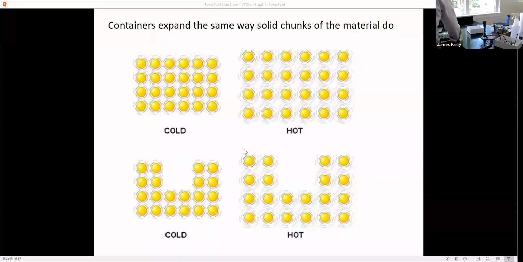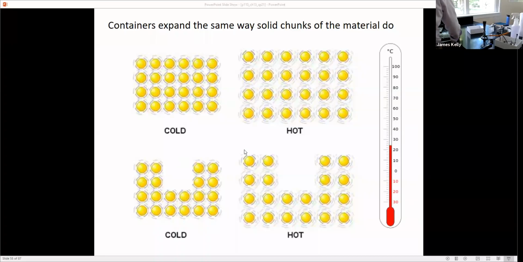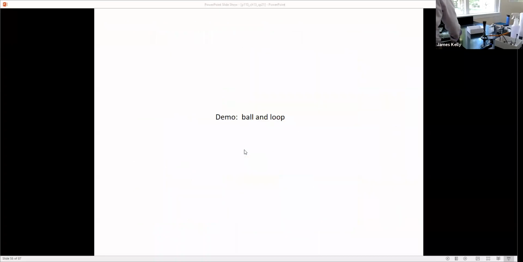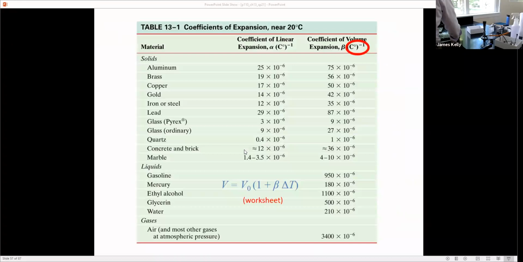All right, and I think we're supposed to do the ball and loop? Yes, worksheet. Okay.